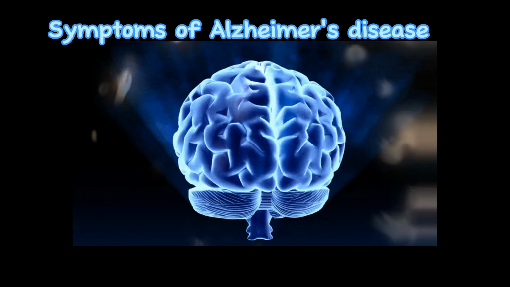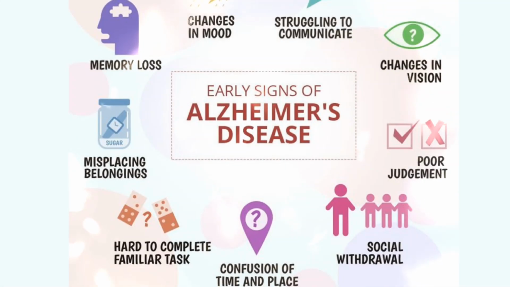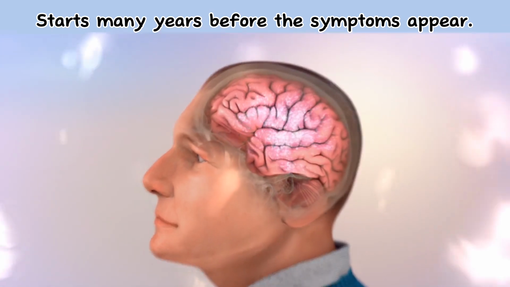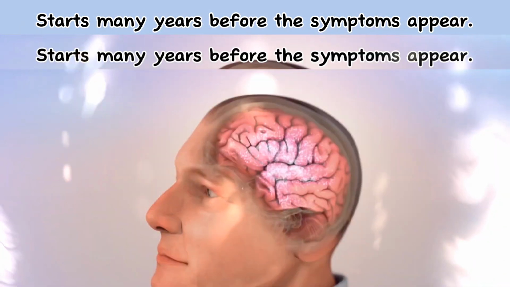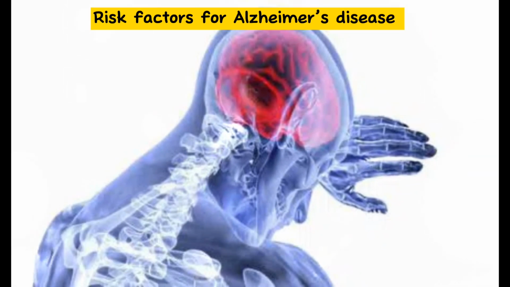Now we will discuss symptoms of Alzheimer's disease. Symptoms of this disease include memory loss, changes in mood, struggling to communicate, changes in vision, poor judgment, social withdrawal, confusion of time and place, difficulty completing familiar tasks, and misplacing belongings. Although it's not known exactly what causes this process to begin, scientists now know that it begins many years before symptoms appear. Now we will study risk factors for Alzheimer's disease.